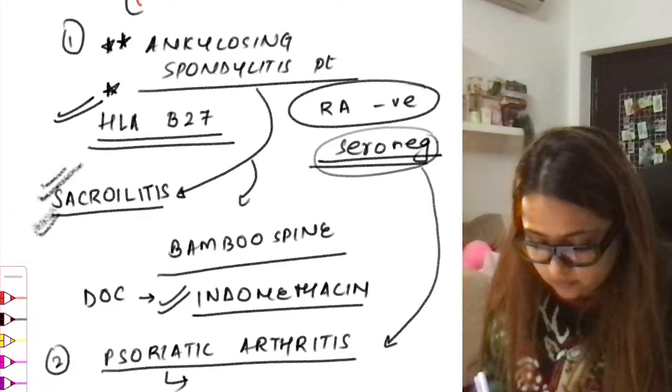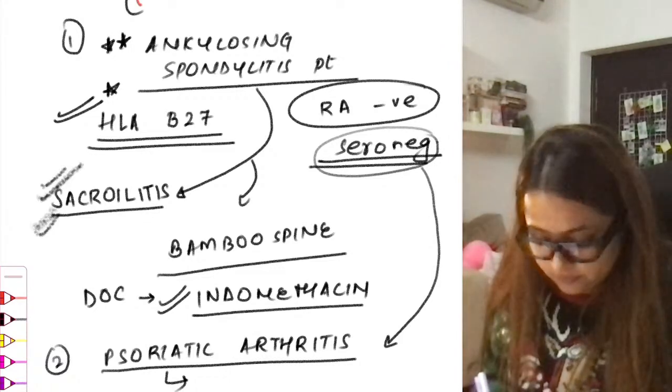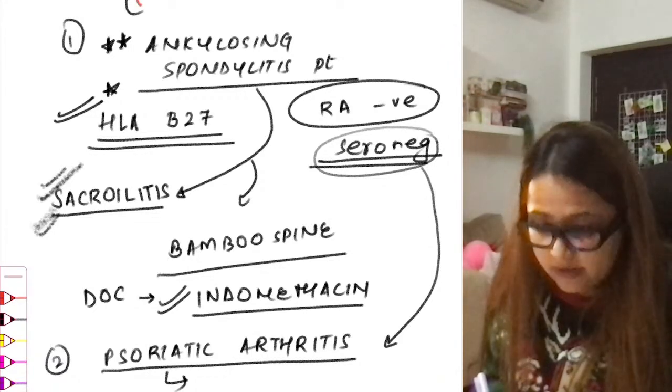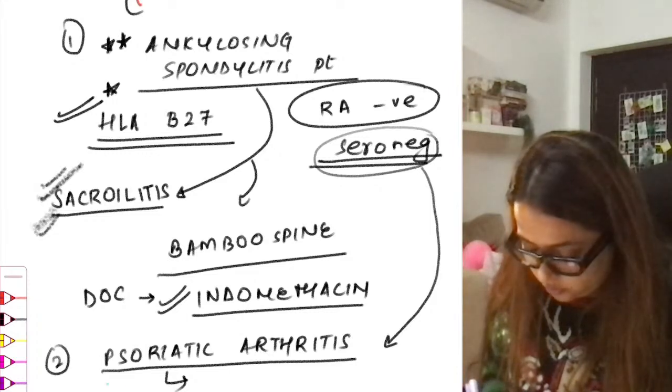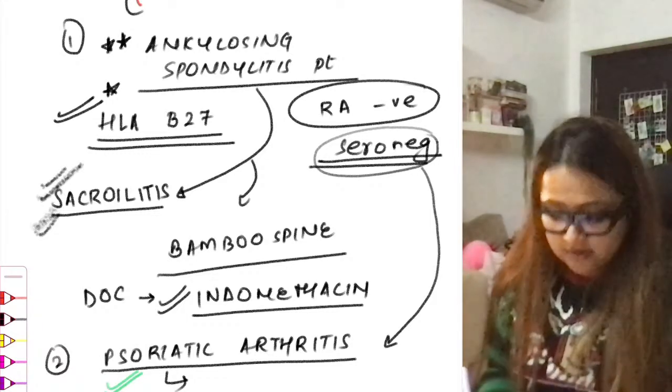What is the deformity? What appearance in X-ray do you see? Pencil and cup. Okay, so know this. You can read about psoriatic arthritis.